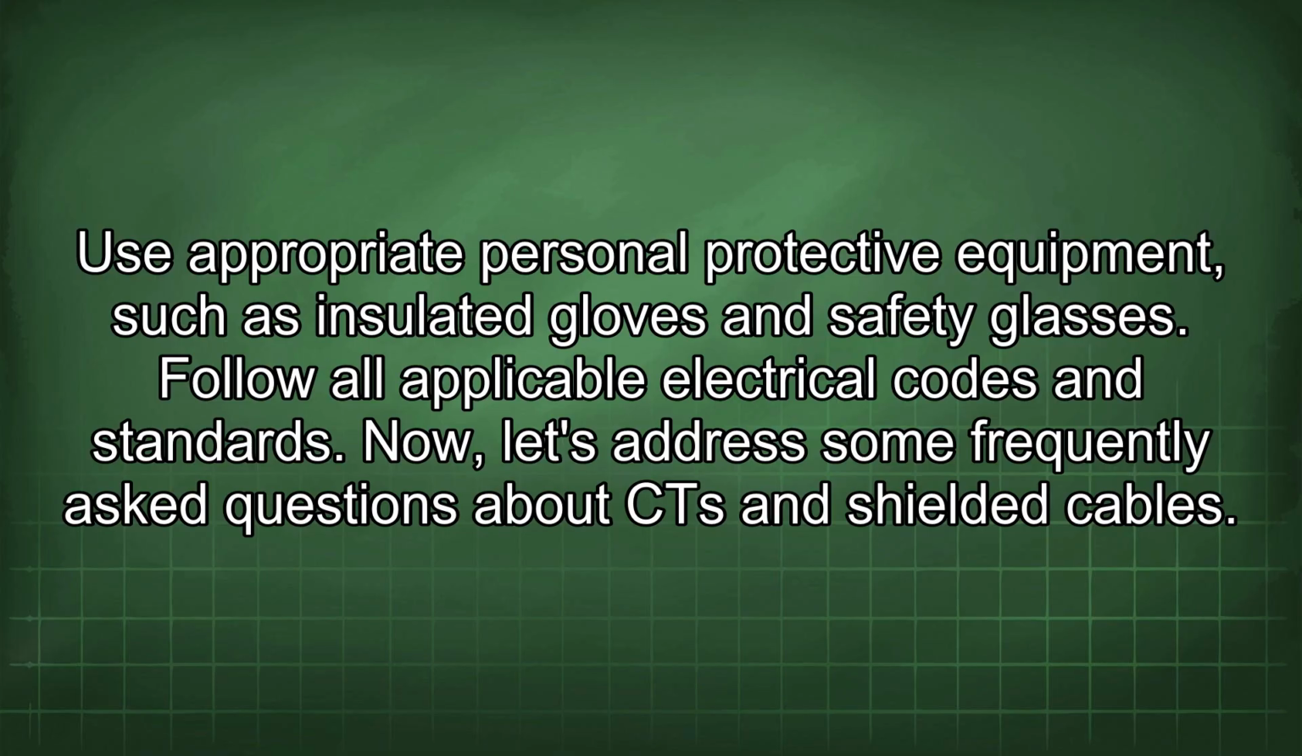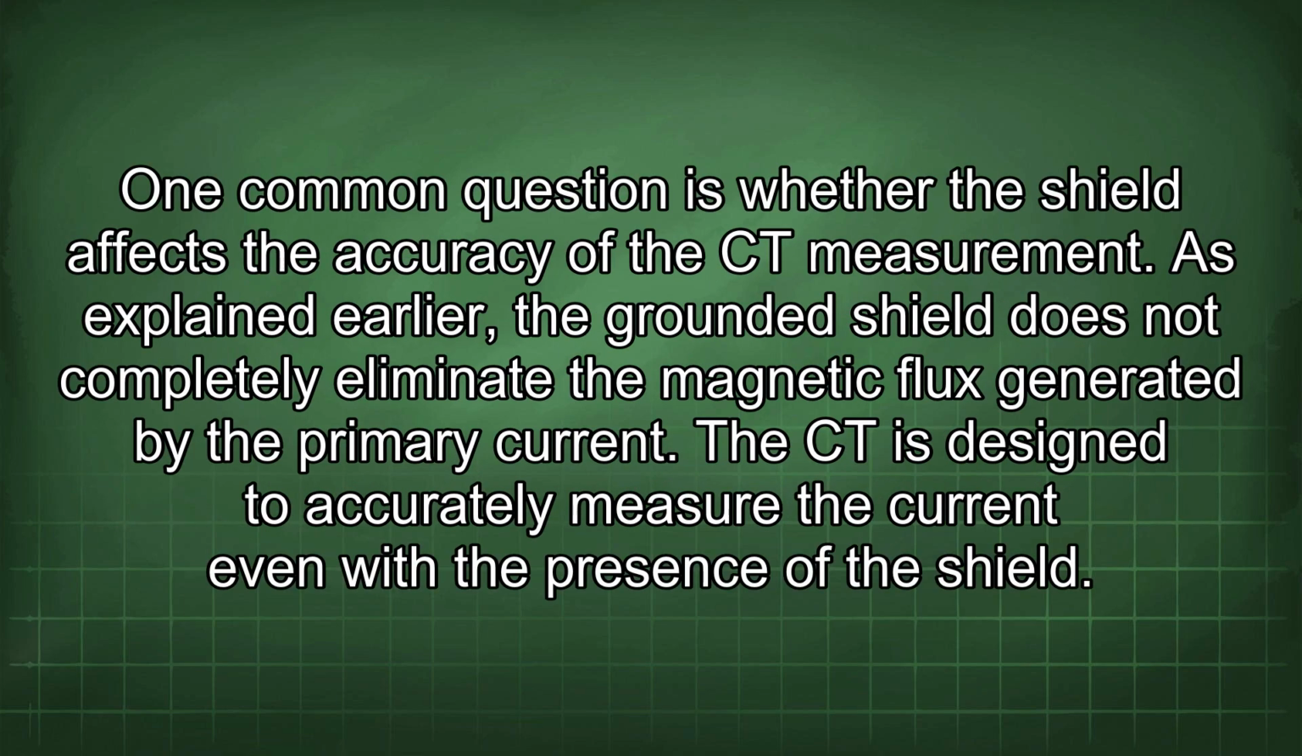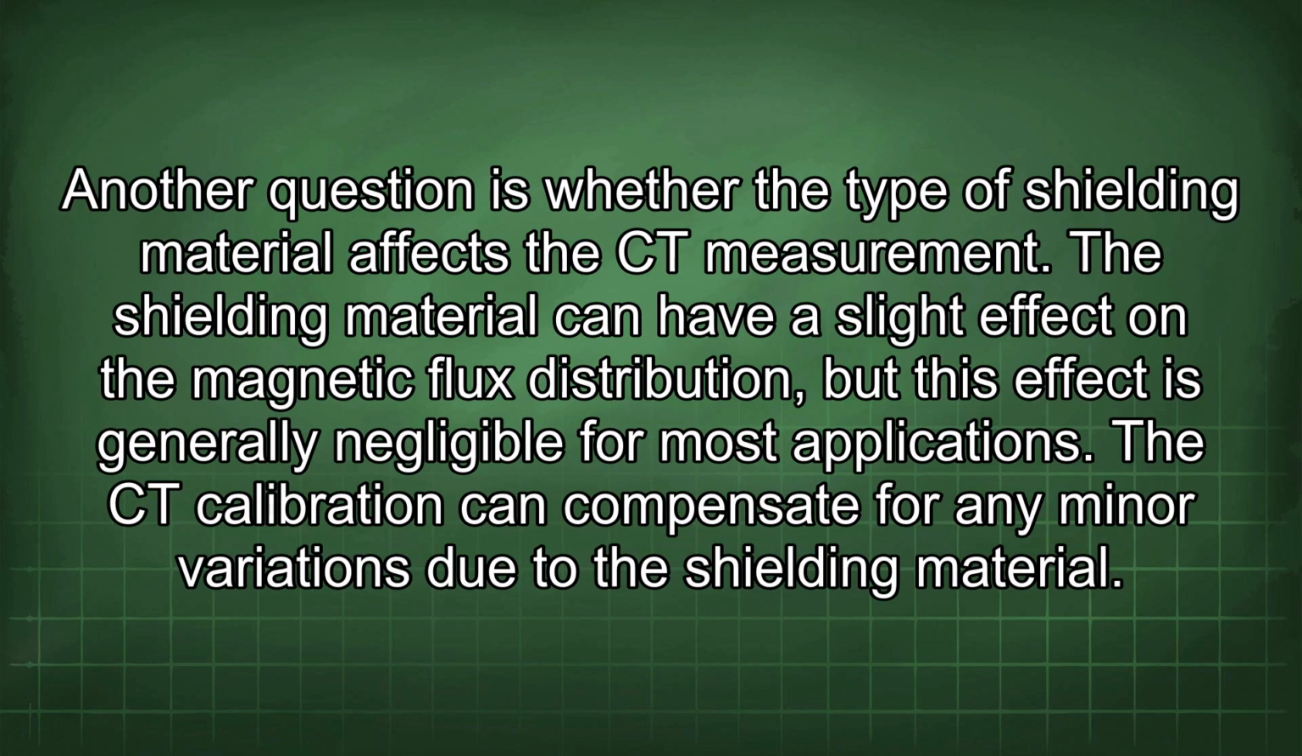Now let's address some frequently asked questions about CT and shielded cables. One common question is whether the shield affects the accuracy of the CT measurement. As explained earlier, the grounded shield does not completely eliminate the magnetic flux generated by the primary current. The CT is designed to accurately measure the current even with the presence of the shield. Another question is whether the type of shielding material affects the CT measurement. The shielding material can have a slight effect on the magnetic flux distribution, but this effect is generally negligible for most applications. The CT calibration can compensate for any minor variations due to the shielding material.